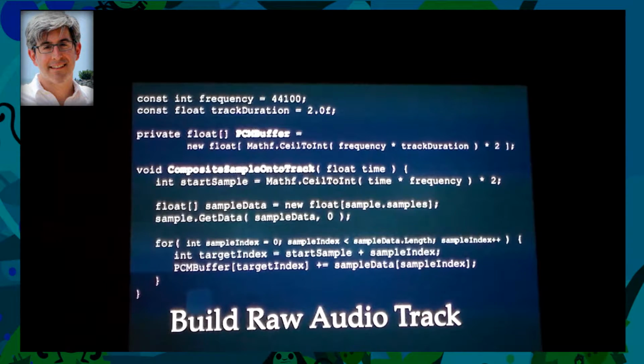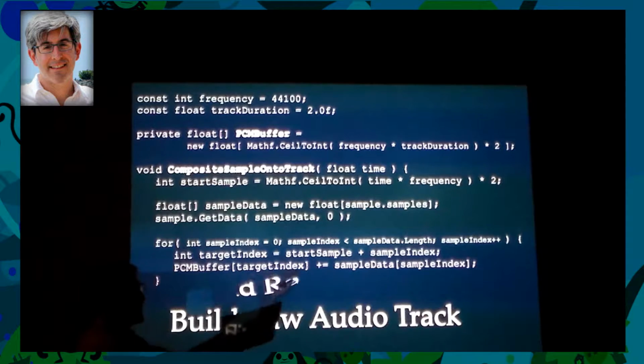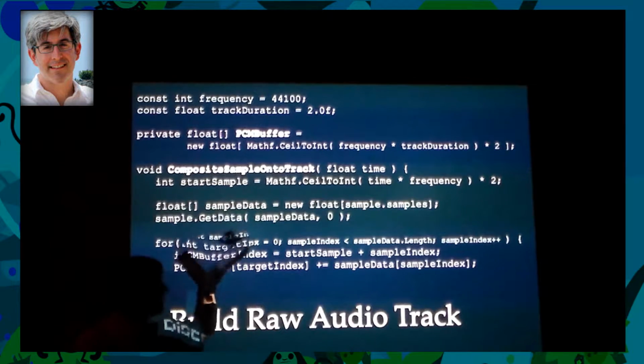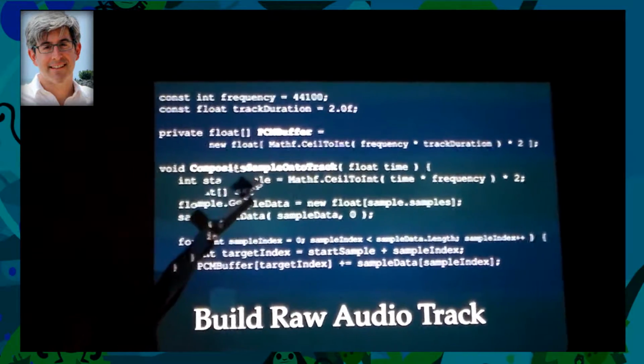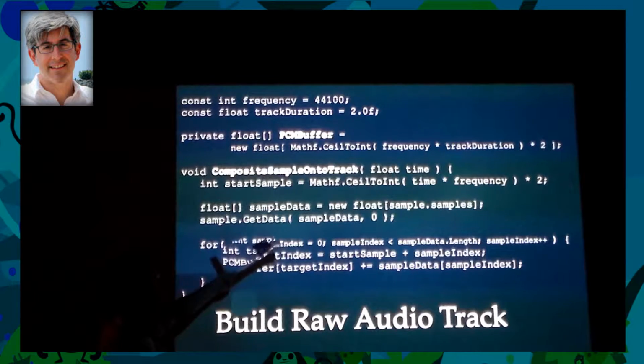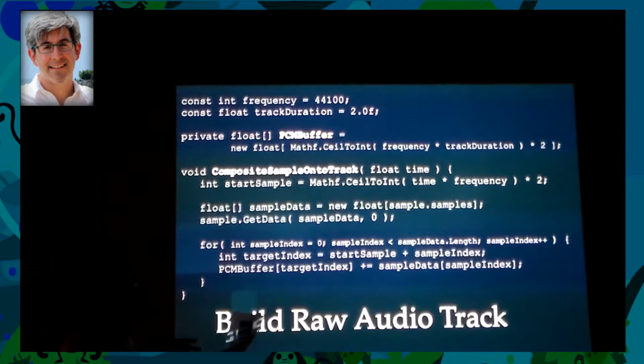How do you actually get the data out of it? Well, audio clips have a function called getData. What this does is copy the data out of the audio clip into this array of floating points that you pass it. The 0, which you don't have to specify, is just an index into it. If you wanted to, you could copy half of the data. Okay, so now we have 2 things. We have a buffer of floats, which is our output, and a buffer of samples, which is our input. So how do we copy that sample into our output buffer? How do we deposit it onto the track that we're making?